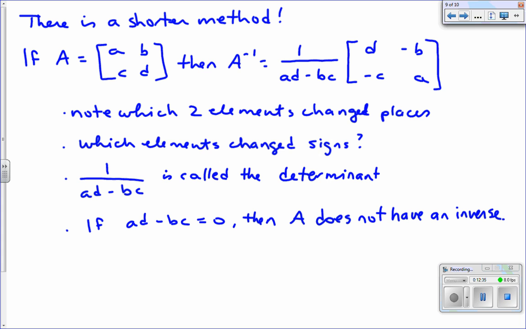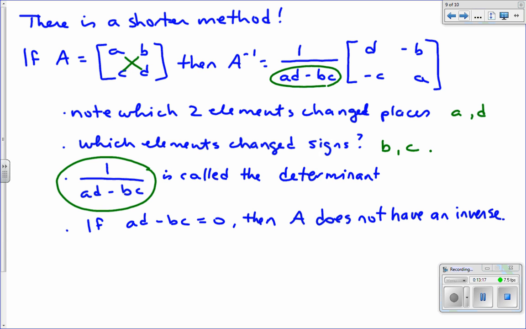So if you look at this, the way to remember this is you'll need to remember this piece, and what you've done is you've multiplied the major diagonal and subtracted multiplication of the minor diagonal. And then look here, notice that two of the elements have traded places, and that was A and D. So along the major diagonal, those two switched places. And the other two elements just changed signs. So B became negative B and C became negative C.